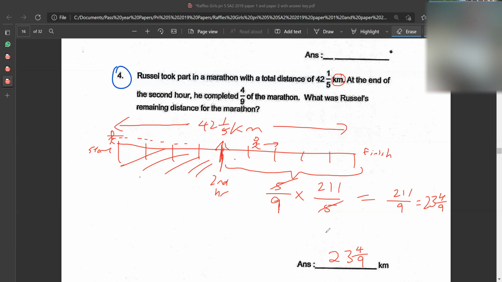And 23.4444, infinite number of 4s, is a what? Remainder. Nope. You want to hear the answer? Yes. Of course you want to hear the answer. 23.4444444, infinite number of 4s. You know the meaning of infinite? Infinite means the 4 never ends.